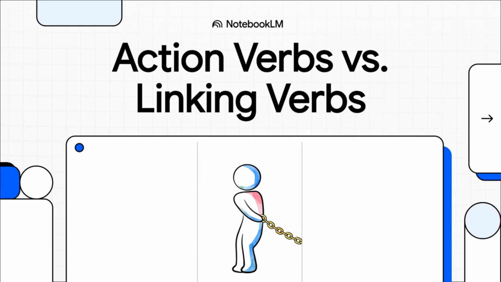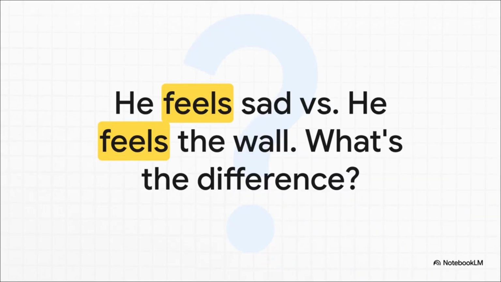Let's dive right in. So, let's kick things off with a little puzzle. Look at these two sentences. They both use the exact same verb, feels, but that verb means two totally different things. Weird, right? How's that even possible? Well, by the end of this, you'll know the answer.